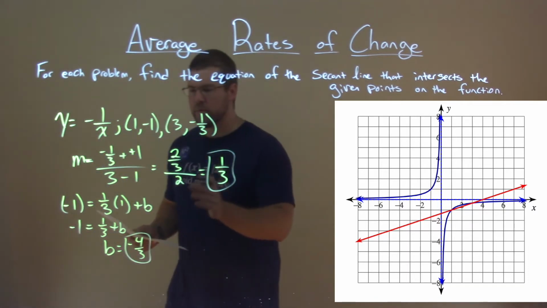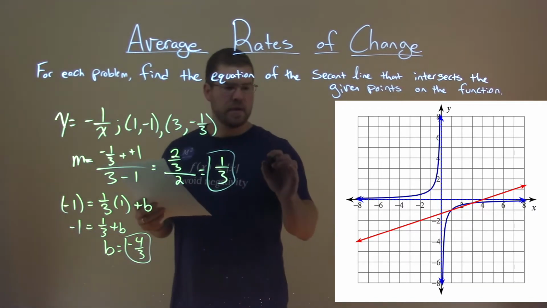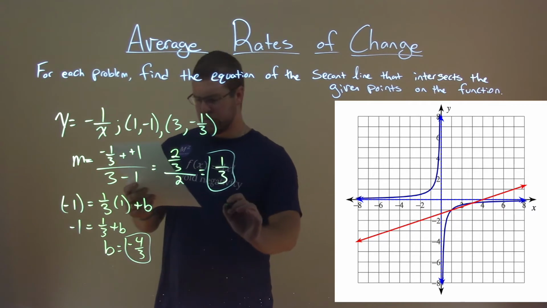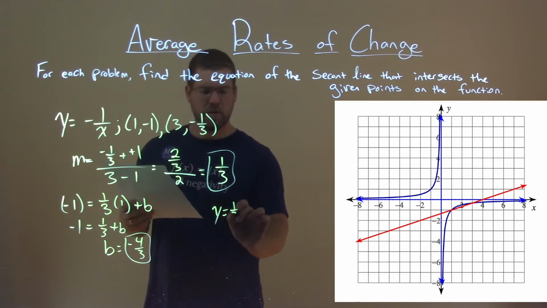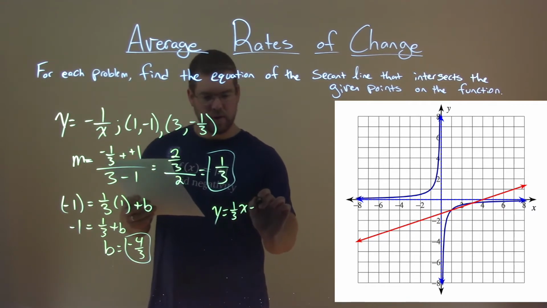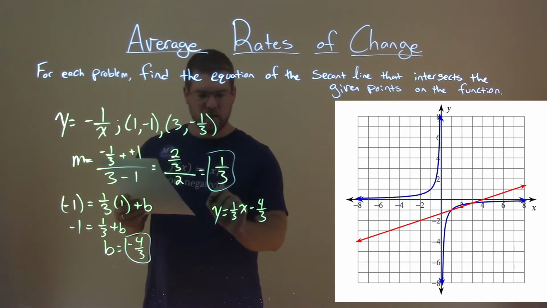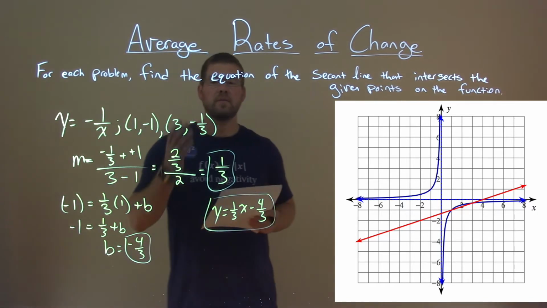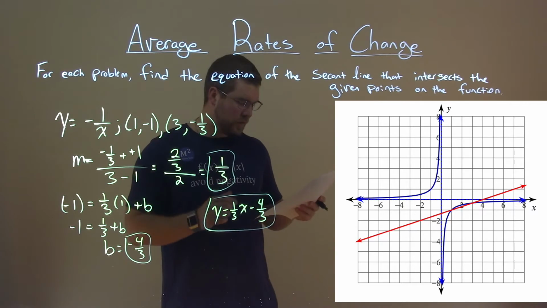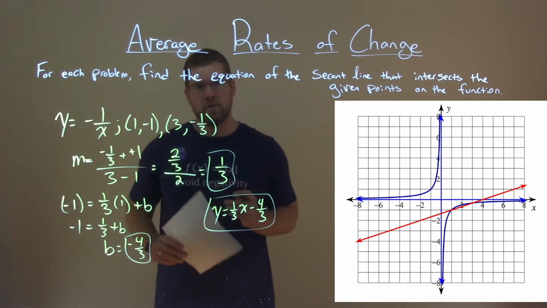So we have our slope, we have our b value, or y-intercept, and so our equation of the line here, put it right here, is y equals 1/3 x minus 4/3. And so the equation of the secant line through these 2 points is y equals 1/3 x minus 4/3.